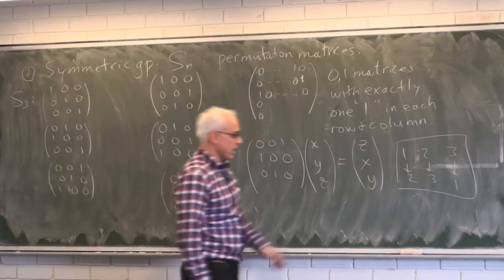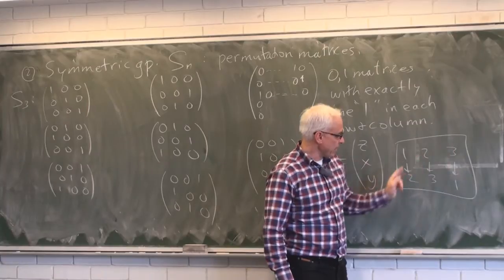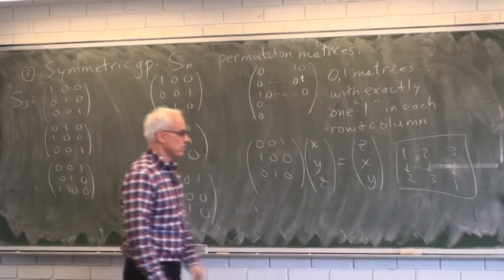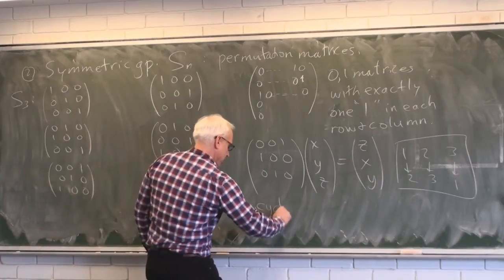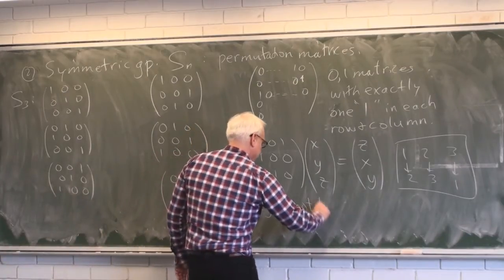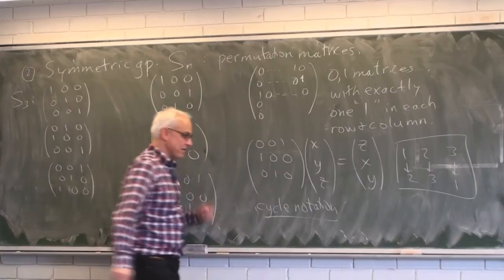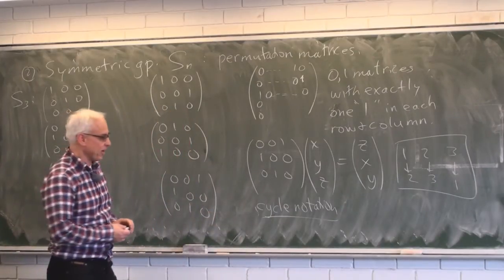And often that's done without the arrows, so just one line with another line below it. Another way of describing that is using cycle notation, where this is the most efficient way of representing things.